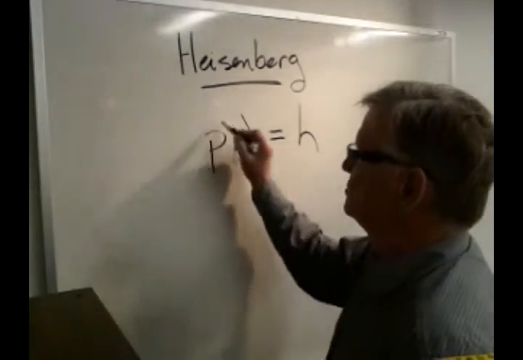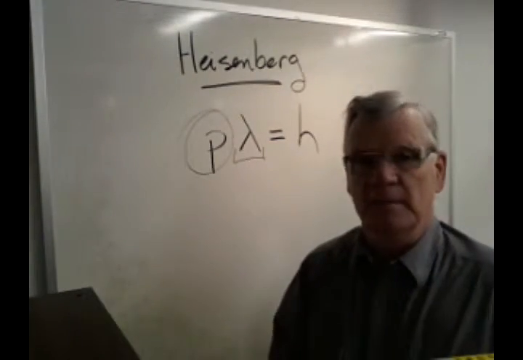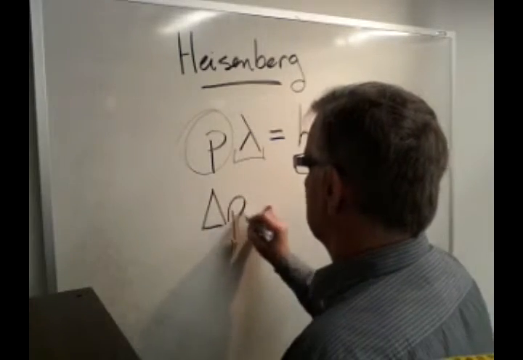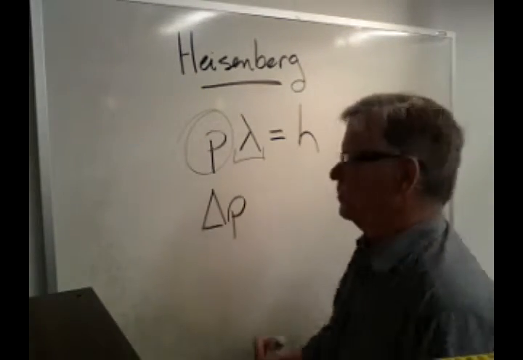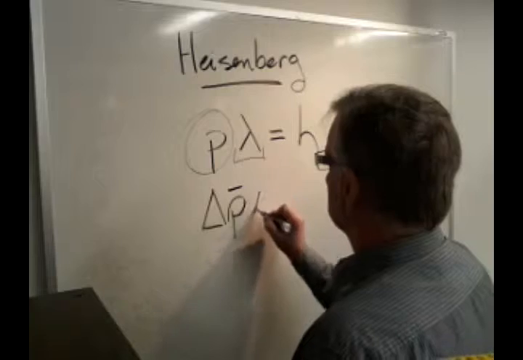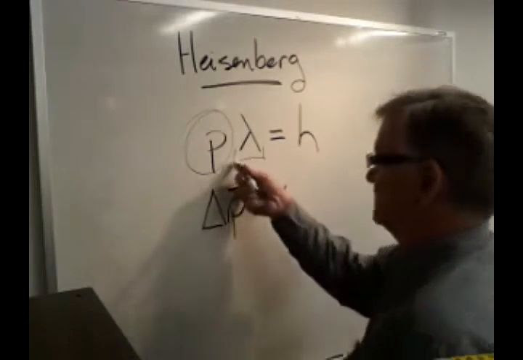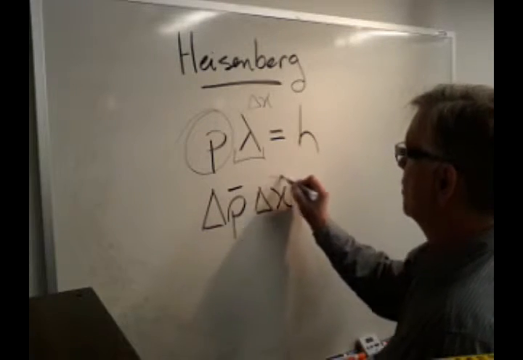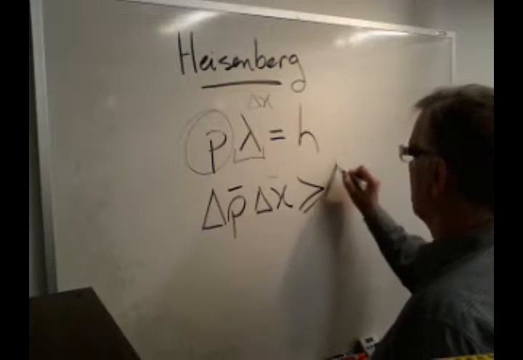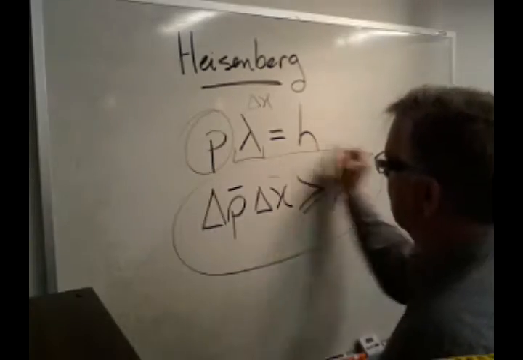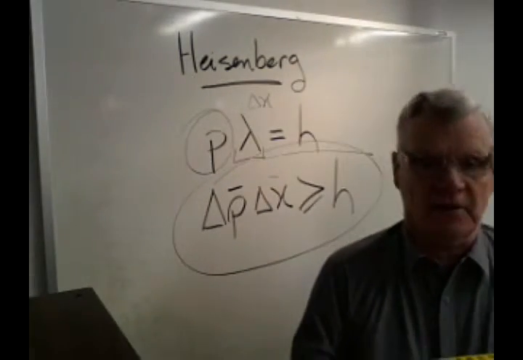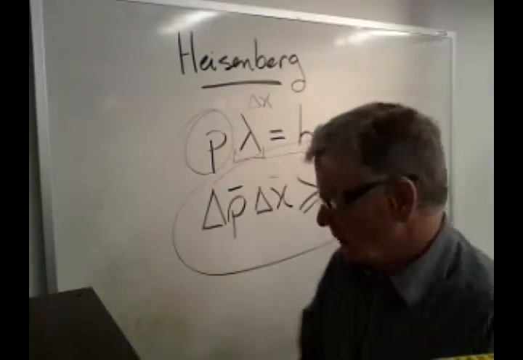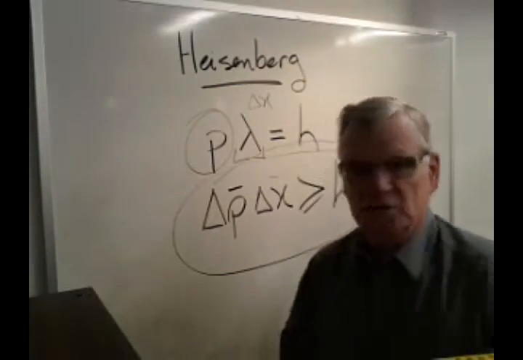So if I am measuring momentum, the closest I can get, delta p, the error that I will always have in the momentum, times the error delta x, that's the error in the measure, would have to be greater than or equal to h. Anywhere outside of that area, I can have a valid measure. Now, so much for space.